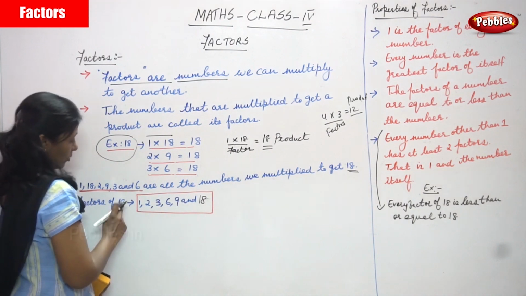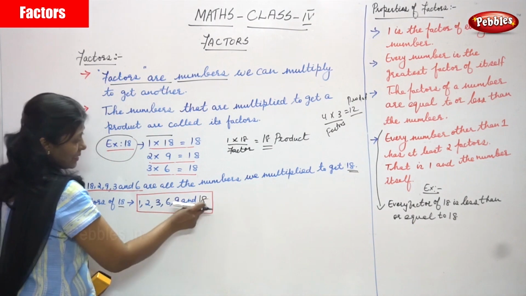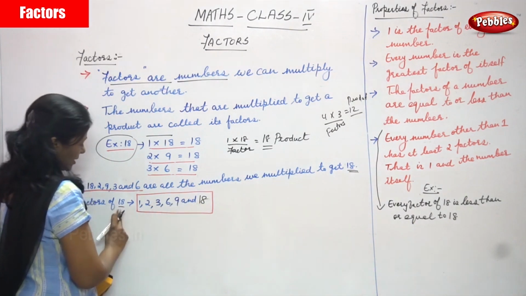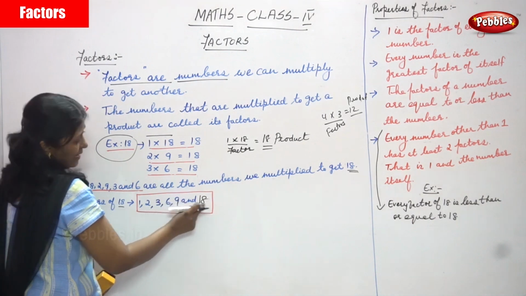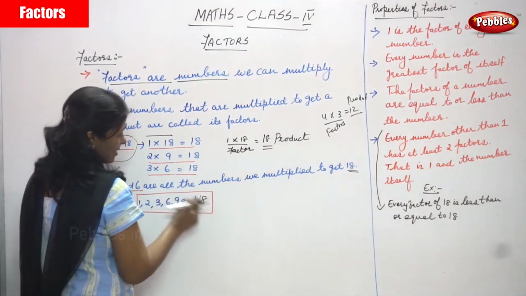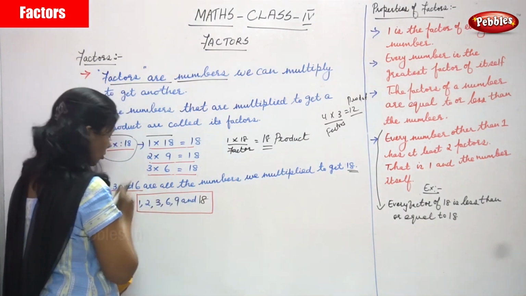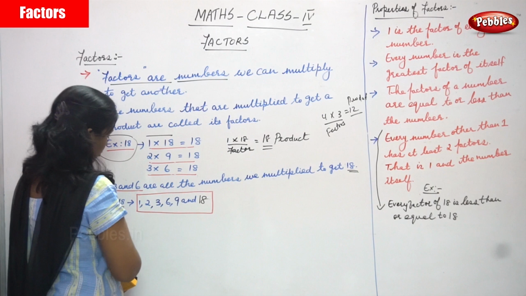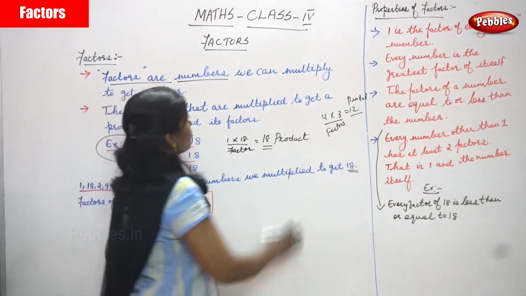Okay, we are going to find out the factors of 18. The factors of 18 are 1, 2, 3, 6, 9 and 18, because the number itself is also a factor. You will consider the same number also a factor. So the factors of 18 are 1, 2, 3, 6, 9 and 18. This is the explanation for the factors.